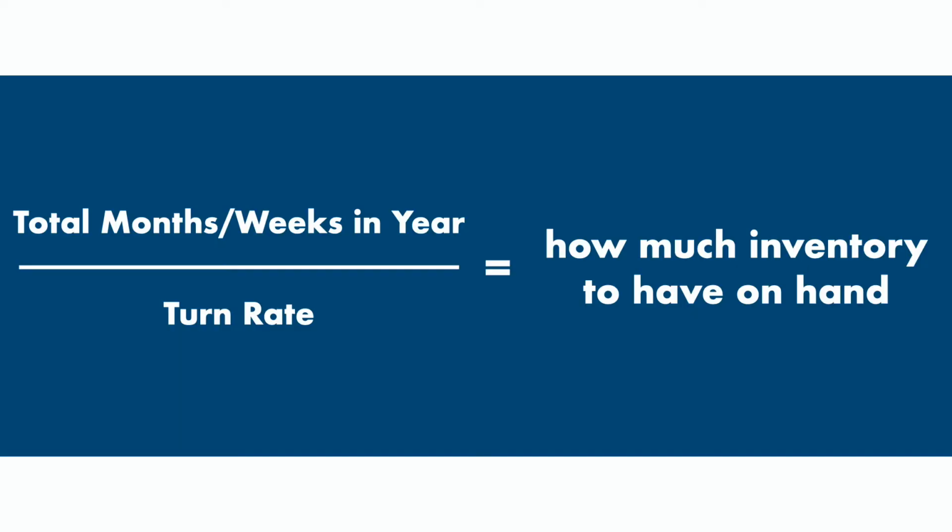So now that you have a turn rate, whether it's the accurate one or your guesstimate one, what do you do with it? You divide your turn rate into 12. 12 months divided by your turn rate equals how many months worth of inventory you need to have on hand. So if your turn rate was 3, 12 divided by 3 equals 4 months of inventory on hand. And remember, every department could have a different turn rate. So be sure that you go and calculate how many months of inventory that you need on hand for each department based upon the turn rate.